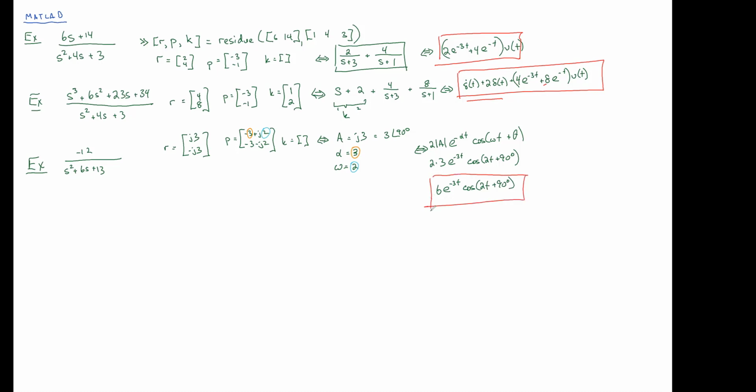Now, if you wanted to be really tricky, you could do some neat trigonometric things. Since this is 90 degrees, you know this is going to look like a sine of something, but as engineers, we like to keep it as cosine. And that's how you use MATLAB to help you break apart a polynomial ratio in s to find the inverse Laplace transform.